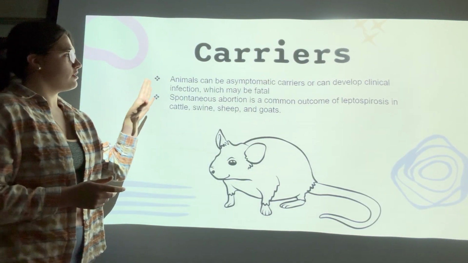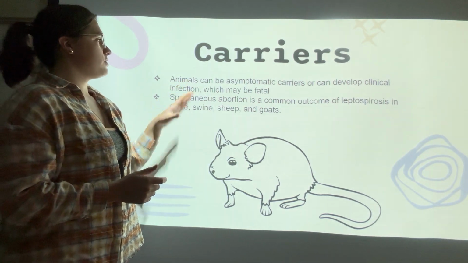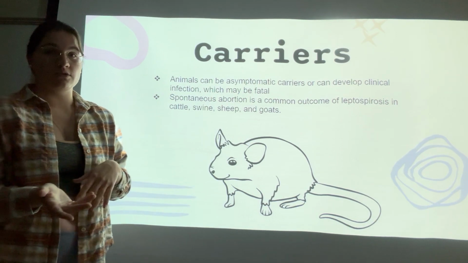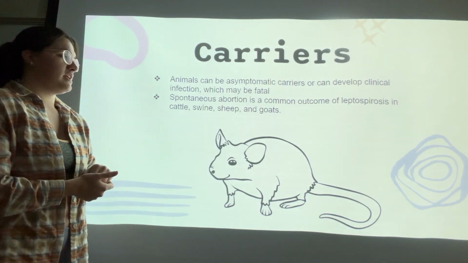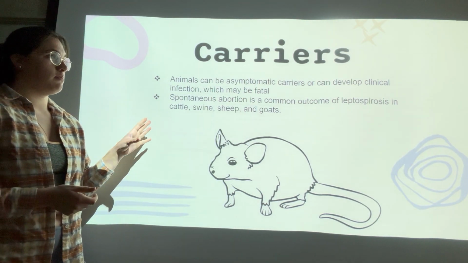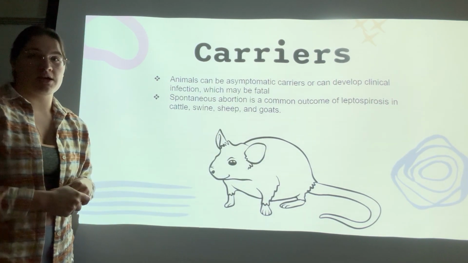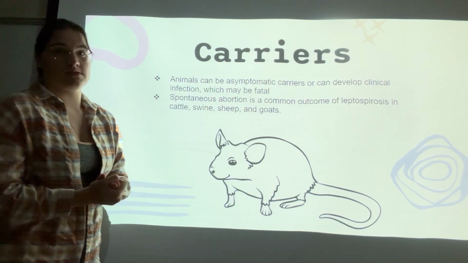So just another carrier slide. Animals can be asymptomatic carriers or can develop clinical infections which could be fatal to them. Spontaneous abortion is a common outcome of leptospirosis in cattle, swine, sheep, and goats. So this would majorly affect farmers' livelihoods.